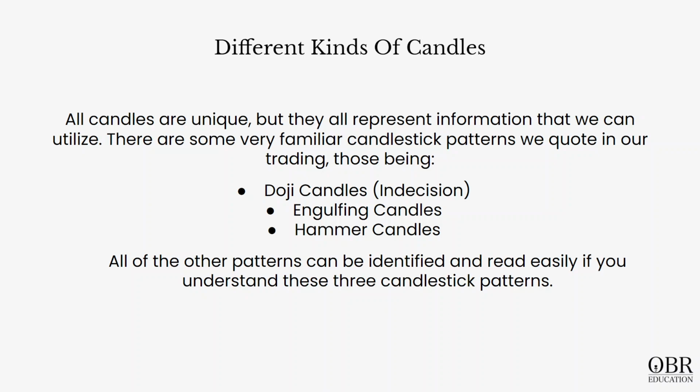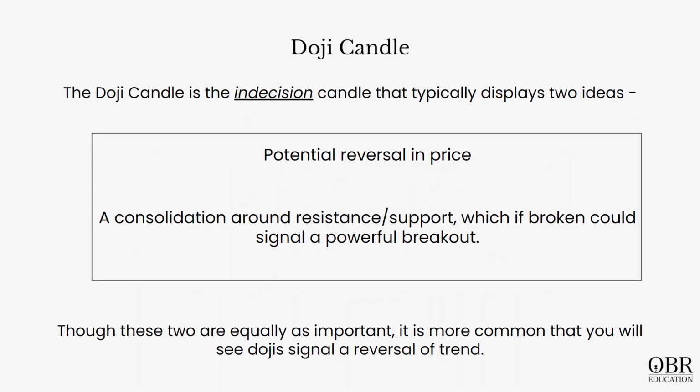We need to be familiar with why candles do what they do and what it really means to be effective chart readers, right? But there are some very familiar candlestick patterns we quote in our trading on a day-to-day basis. And if you understand these, you're going to have a grasp of all candlestick patterns. Those 3 patterns are the Doji candles, which usually signal indecision. I sometimes refer to them as indecision candles, engulfing candles, and hammer candles.